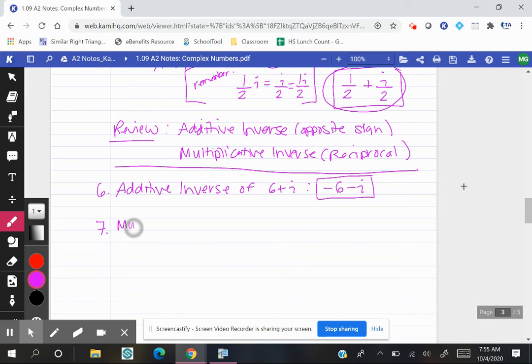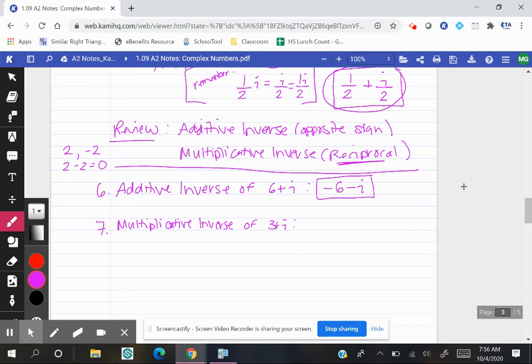Find the multiplicative inverse of 3 plus i. Okay, so for 3 plus i, to find the multiplicative inverse, we multiply by its reciprocal. So actually, let me just take a step back here and review what those are with plain integers. So if I wanted to find the additive inverse of 2, the additive inverse would be negative 2, because 2 minus 2 gives you 0, which is your additive identity.